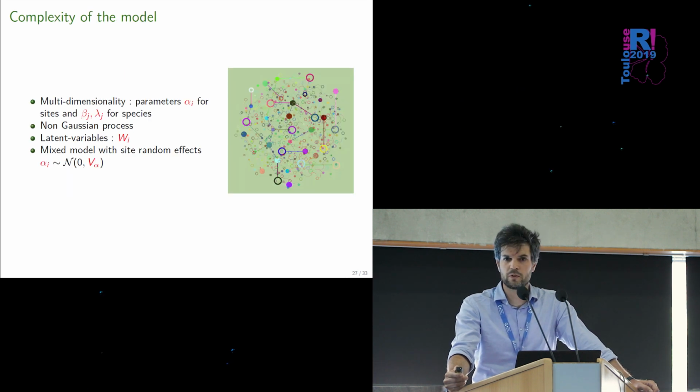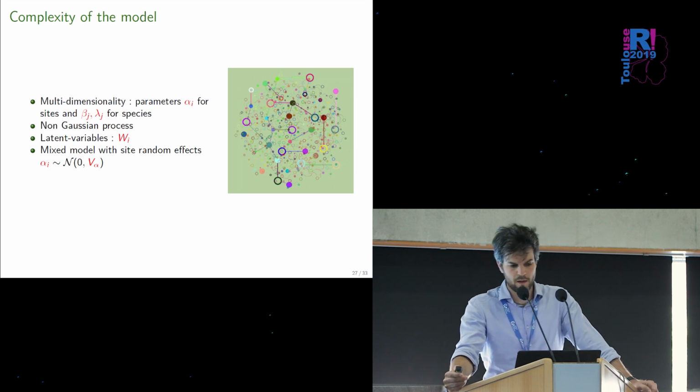So this is a complex model. We have a high dimensionality. We have parameters alpha_i for sites, parameters beta and lambda for species. We have a non-Gaussian process. We have latent variables, and we have a mixed model including site random effects.